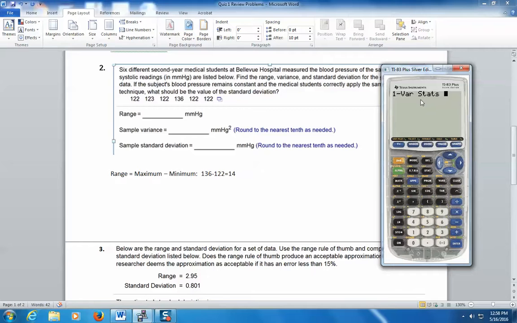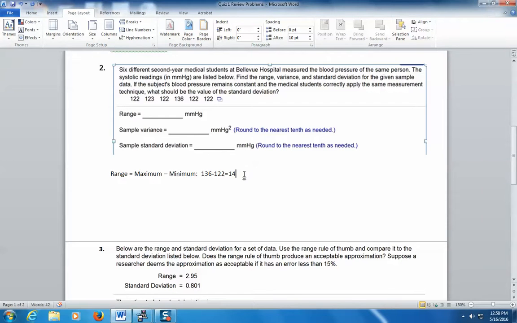Our items are in list 1, so it automatically selects list 1, but if you ever want to choose a different list, you can choose the list numbers here. This tells us that the sample standard deviation, Sx, is 5.6. It does tell us to round to the nearest tenth as needed, so 5.6. This does not give us the variance, so you have to take your value, the 5.648, and square it to get the variance. So you have to find the standard deviation first.